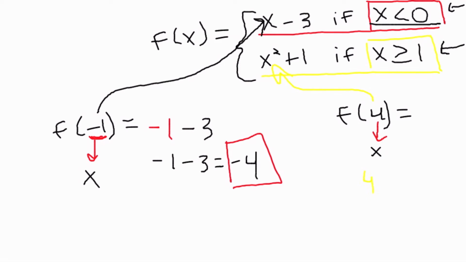Since we have x squared, and now the x is 4, we're going to have 4 squared plus 1. Now 4 squared gives us a value of 16. 16 plus 1 gives us a value of 17, and that'll be your final answer when evaluating the piecewise function for f of 4.